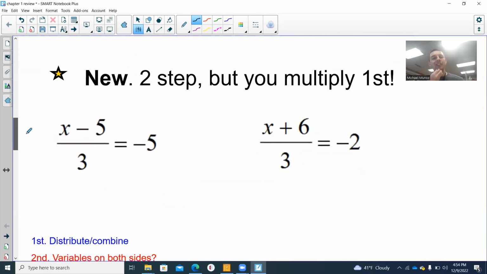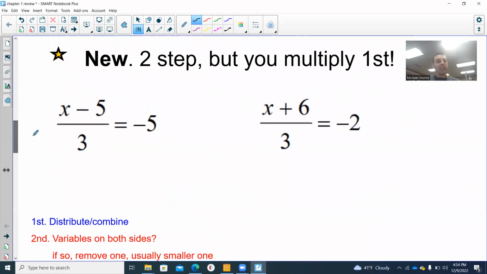This one is new, so pay close attention. Here, and you might have done this last year, but we haven't messed with it this year. I have x minus 5 all divided by 3 equals a negative 5. I can't just add 5 on both sides because the whole thing's being divided by 3. So I want to get rid of this divided by 3. And how I do that is I'm just going to do the opposite. I'm going to multiply this whole thing by 3.